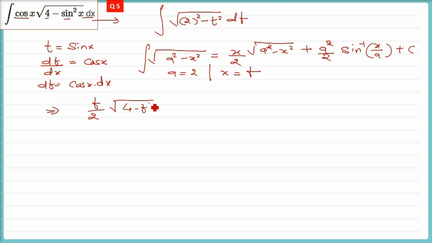Let's go ahead and put t by 2. A square minus x square will be 4 minus t square. A square by 2, a is 2, 2 square by 2 is 2 only. Sine inverse x was t and a is 2, so t by 2 we get.